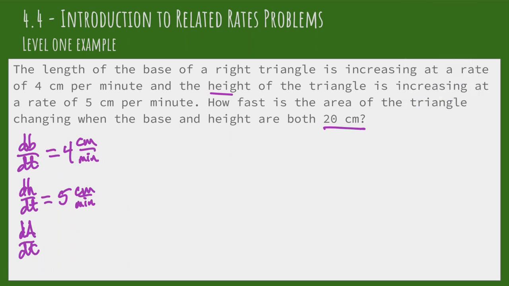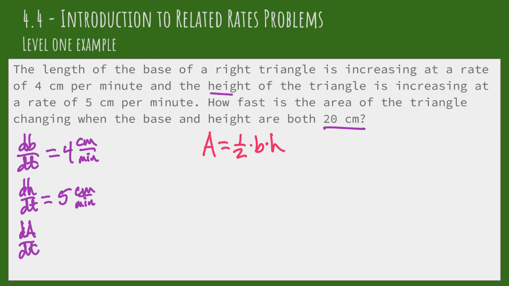So I need a relationship between 3 variables this time: the base, the height, and the area. And this is one that's pretty straightforward. Hopefully you're familiar with it. Area of a triangle is 1/2 times base times height. And I want to know how fast things are changing. So I'm going to take the derivative.